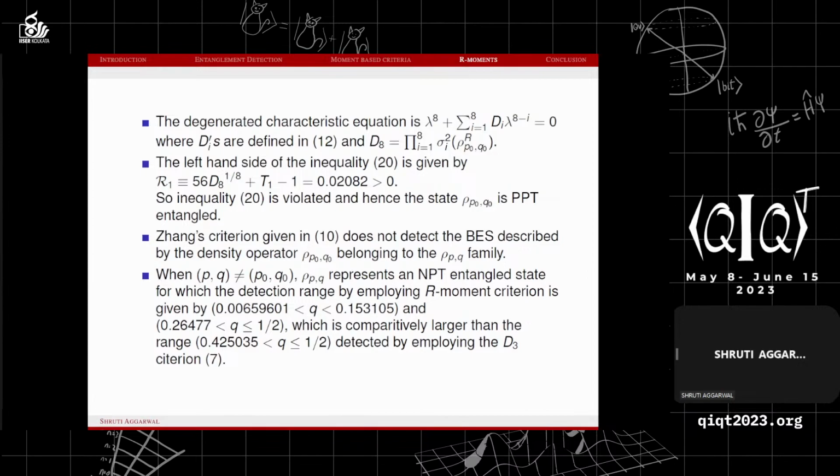So next we check the other NPT states, to see how efficiently this criteria can detect NPT states. We found that in this particular range, our criteria, which is based on the R moment criteria, detects in a comparatively larger range as compared to the T3 criteria.